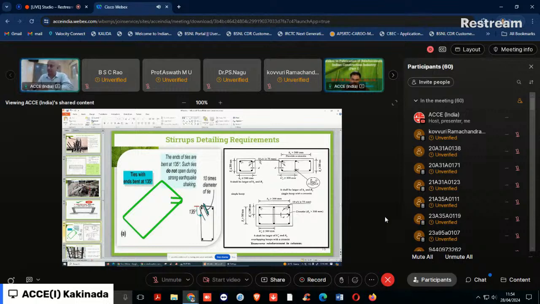And again, there are two other clauses. Generally, we stress that the end should be 135 degrees, bent into the core concrete, so that the core concrete is more confined concrete. Within the core concrete, the end hooks of 135 degrees will be confined with the compression stresses in the core confinement. Therefore, this should be 135 degrees, not a 90 degree bend or a 45 degree bend. It should be a 135 degree hook embedded into the core concrete, with an embedment length of 10 times the bar diameter, subjected to a minimum of 75 mm.